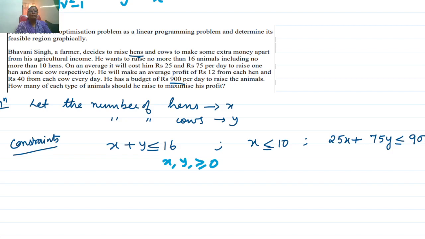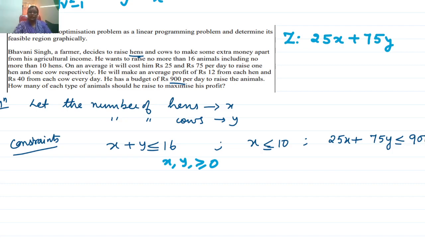Now, what is this meant for, 25 and 75? That is the objective function. It is not given to us, but you should be able to get it. What is the objective function? The objective of the statement is to get maximum profit. So what will be the maximum profit? It is the maximum of 12x plus 40y. Now you have shown the constraints, but for a linear programming problem you determine its feasible region graphically. That means you have to show the graphical part of it.